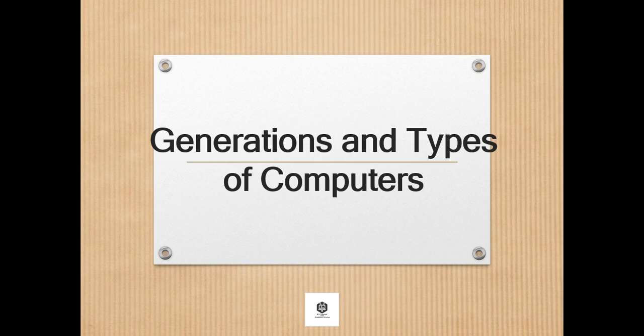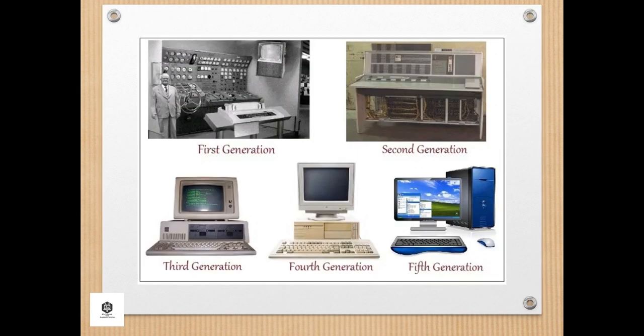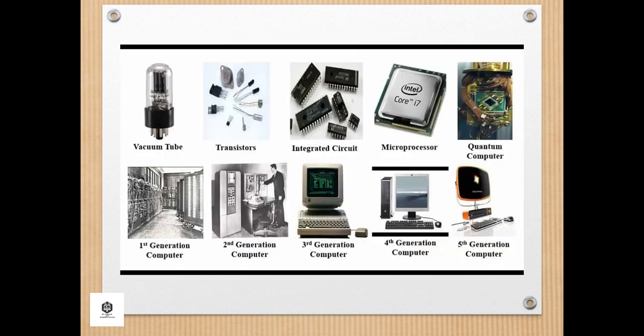Hello everyone! Today we will have a new lesson about generations and types of computers. Generation in computer terminology is a change in technology. Initially, the generation term was used to distinguish between varying hardware technologies. Nowadays, generation includes both hardware and software, which together make up an entire computer system.